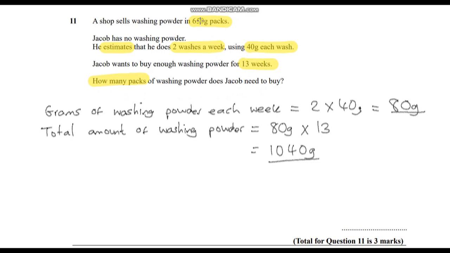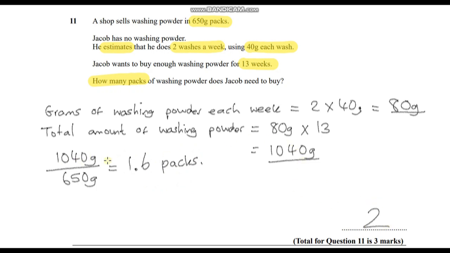Well, each pack is 650 grams. So we can just do 1040 grams divided by 650 grams to tell us the total amount of packs he needs. So 1040 divided by 650, and that gives us 1.6 packs. Now I'm assuming you cannot buy 0.6 of a pack. They sell them in individual packs, so we would have to round that up. So we would round that up to 2 packs. So our answer would be 2.